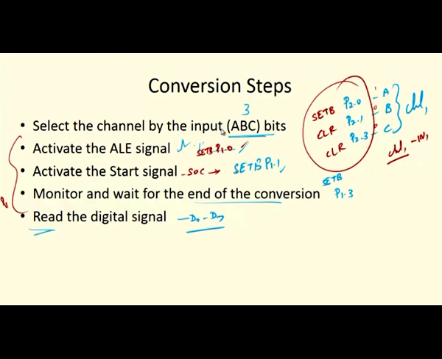First we have to select the channel by the 3-bit representations, then activate the ALE signal, then activate the SOC signal, then we have to wait and monitor the condition of the EOC signal, which is end of conversion. When it goes to low, it represents the conversion is over. So, initially we have to set the bit positions, then we have to wait till it goes to low. Then when you get the value of low, it represents the data is ready. So, you can activate the read bar signal to read the data.